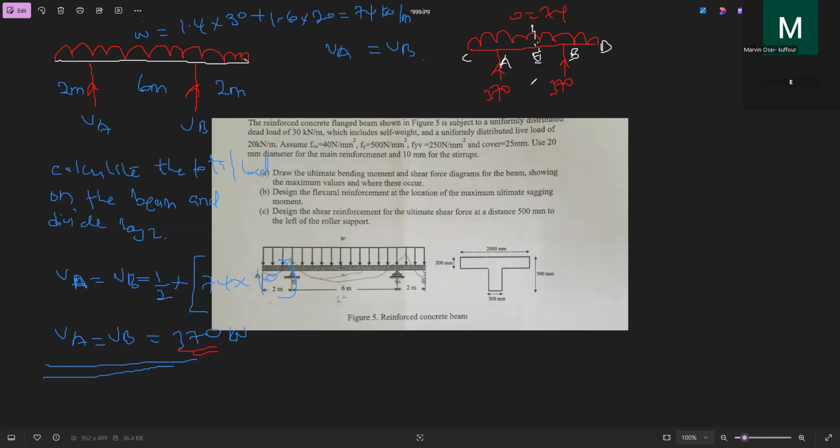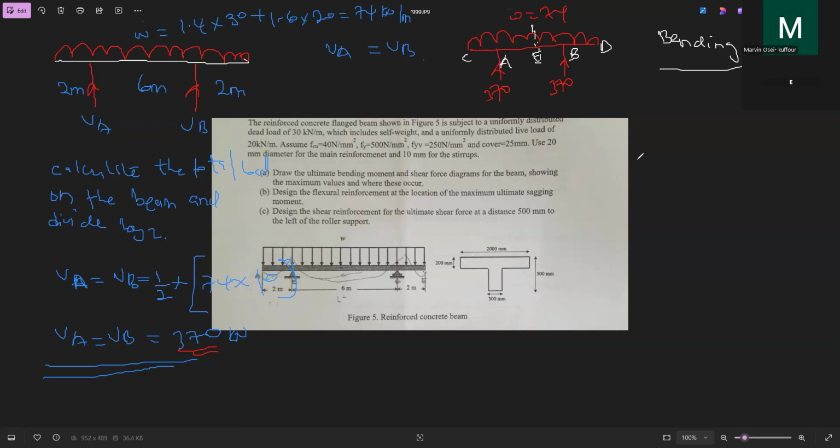With this, the next thing that you are going to do is to determine your moments. So you are going to calculate bending moments. Bending moments, we are starting from the rear end. So at C, we come to A, we come to E, we come to B, we come to D. But this is simple.